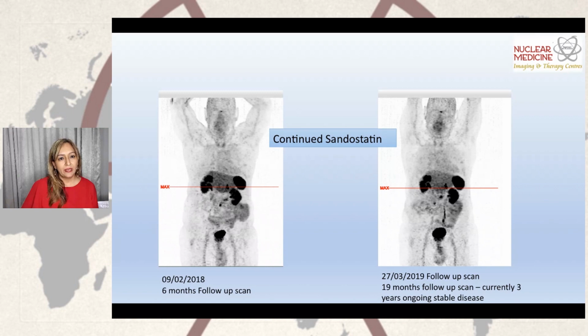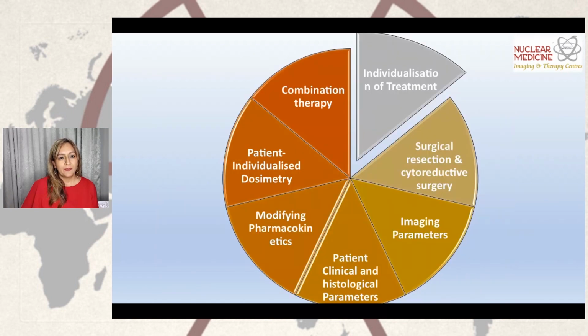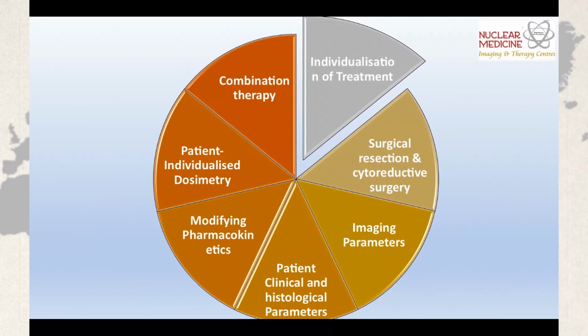So beginning the summary, the largest slice is actually the individualization of treatment for each patient. Primarily, surgical resection and cytoreductive surgery is a gold standard and should be done even if there are metastatic lesions that are localized and can be excised, or at least more than 70% of the tumor burden can be surgically removed. Imaging parameters are important for protocols, so your octreotide, your MIBG, your PET CT protocols, your NET PET protocols will guide you in the management and the approach to these patients.